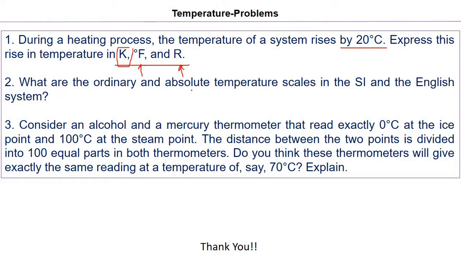Okay, and now, what are the ordinary and absolute scales? We have already discussed that. And this is another interesting question. Consider an alcohol thermometer and a mercury thermometer that read exactly 0 degree at the ice point and 100 degree at the steam point. The distance between the 2 points is divided into 100 equal parts in both thermometers. Do you think these thermometers will give exactly the same reading at a temperature of, say, 70 degree? Explain. You must remember that all temperature scales are linear in nature to give the answer for this problem. Okay, thank you very much.